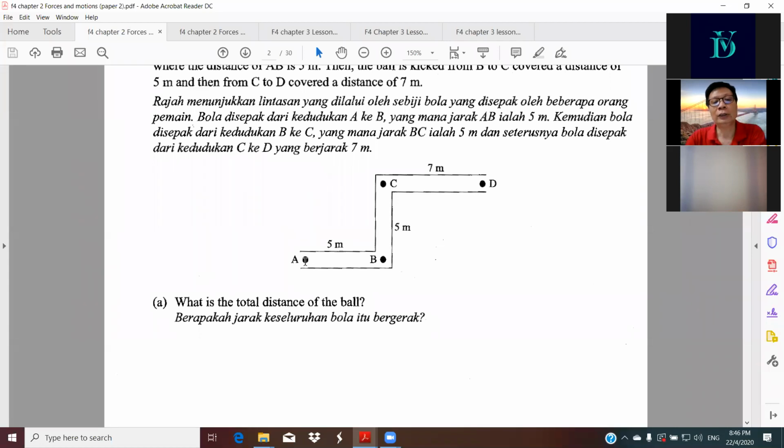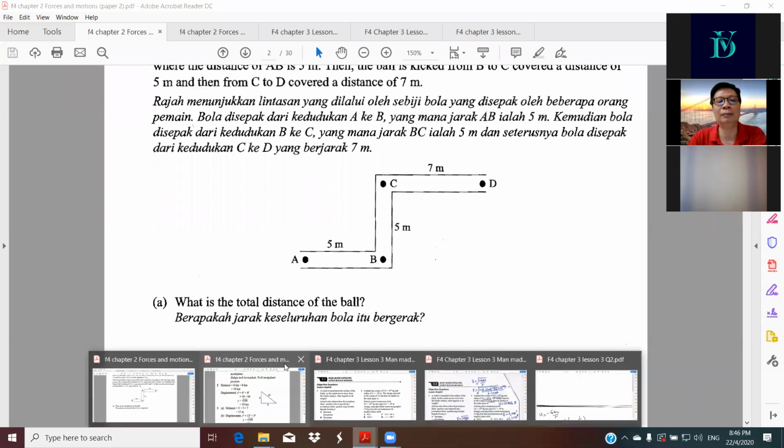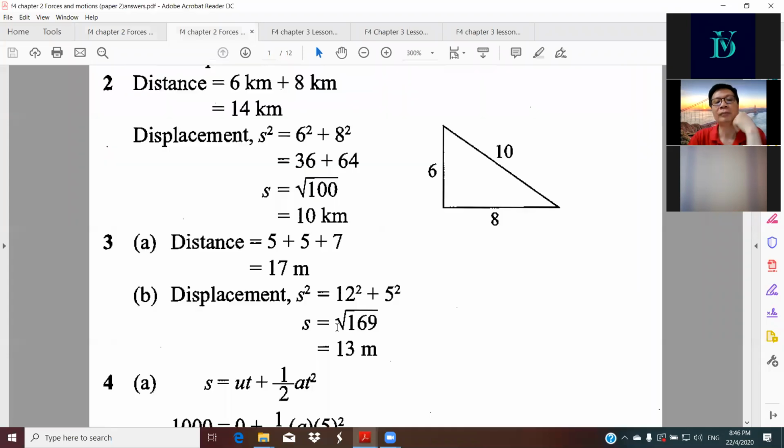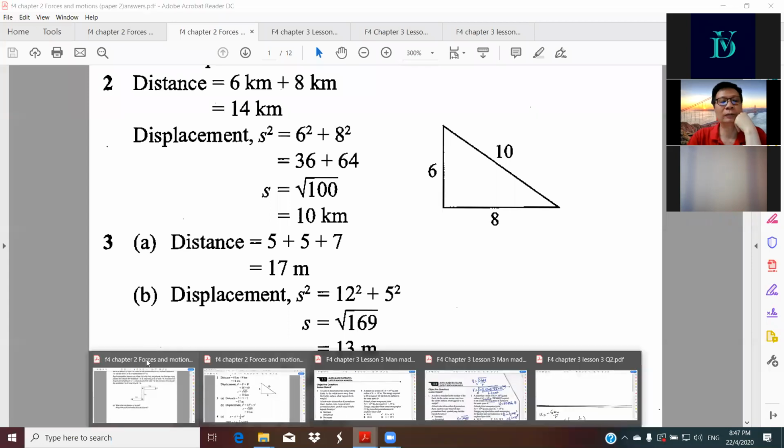So the triangle is like this, here, here, and here. Here is 12, because 5 plus 7 is 12, right? And here is 5. So with 5 and 12, you can find AD. The answer, I think, is 13. Using Pythagoras theorem: 12 squared plus 5 squared, so you get 13 meters.